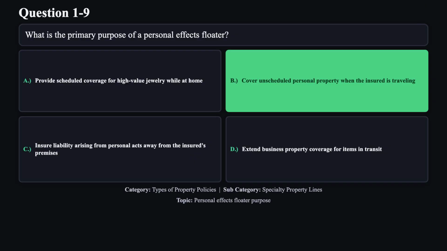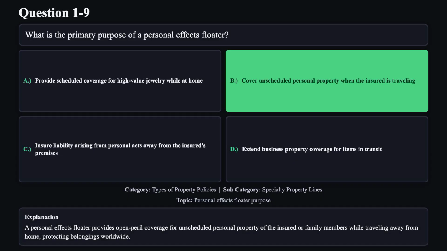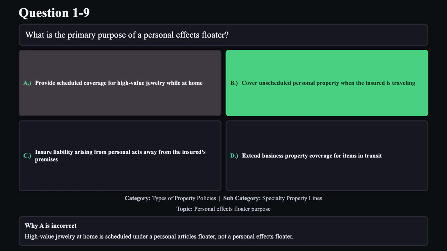The correct answer is B. A personal effects floater provides open peril coverage for unscheduled personal property of the insured or family members while traveling away from home, protecting belongings worldwide. Reason A is not correct. High-value jewelry at home is scheduled under a personal articles floater, not a personal effects floater.